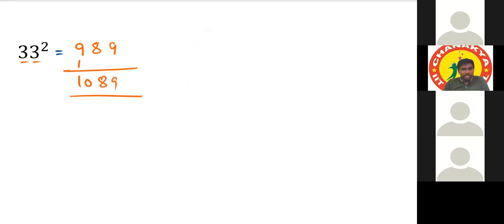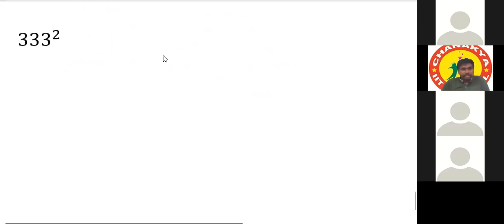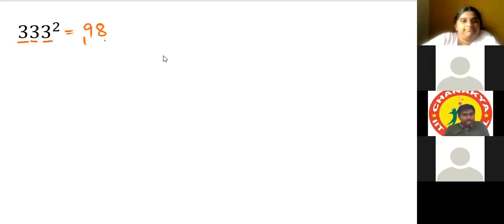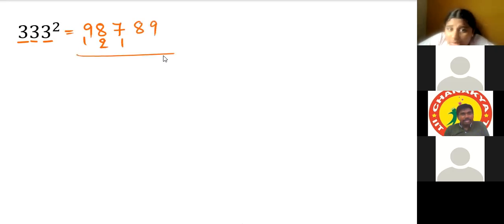Correct. And if there are three 3s, then 9, 18, 9. Three 9s, or 18 plus 9, is 27. Now the 3s are over. Now reduce: again 18, again 18, and again 9. Any doubt?